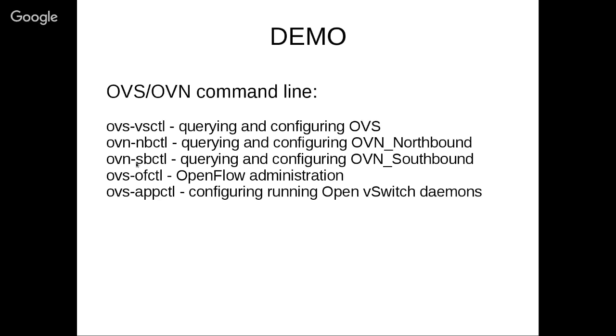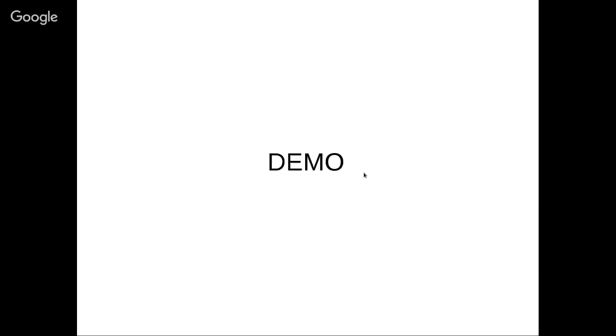Similarly, ovn-sbctl, OVN southbound control. This is the command for controlling the OVN southbound database. Then ovs-ofctl, OVS OpenFlow control, and ovs-appctl, OVS application control. The first one is used for controlling OpenFlow. The second one is for controlling the Open vSwitch daemons. And now let's go over to the demo.